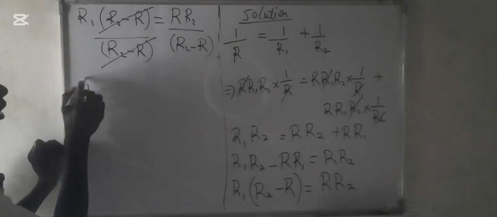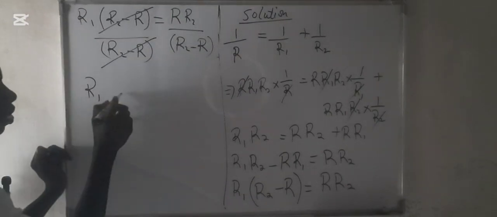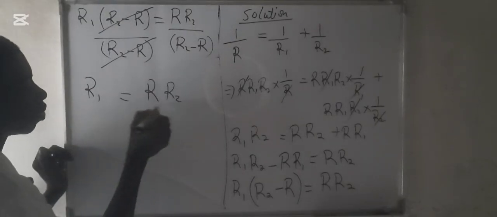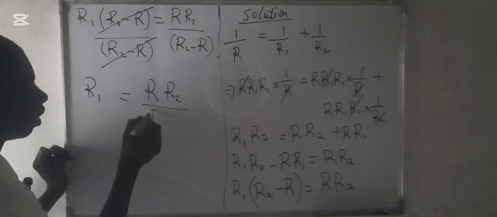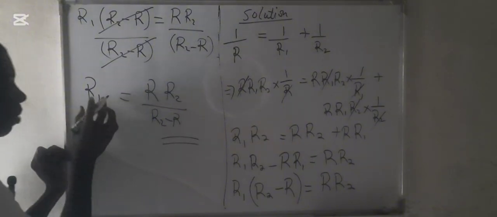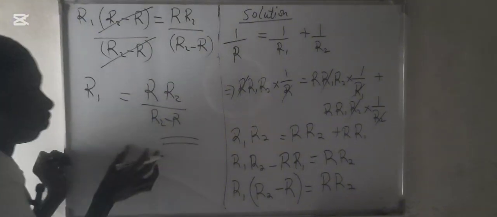What are we left with now? We are left with R1, which is equal to R2 over R2 minus R. So now we have made R1 the subject of the formula.